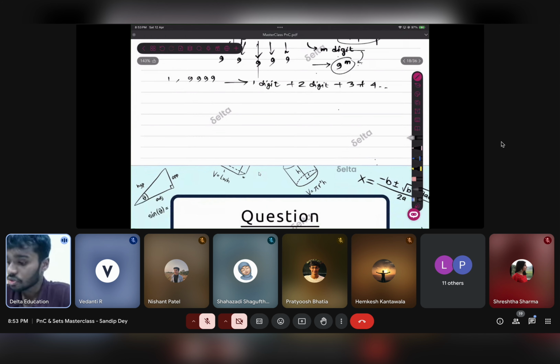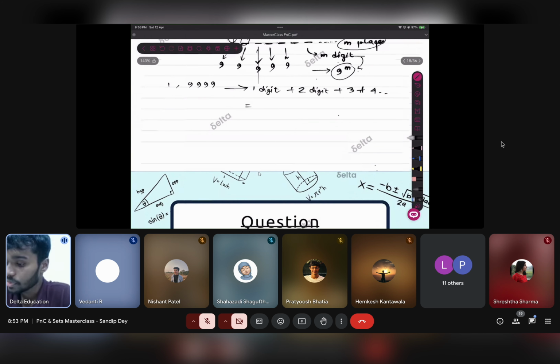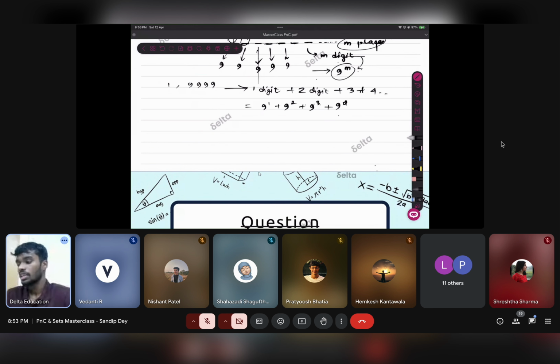So if I just want to calculate it, what I can do is simply 9 to the power 1, because here m is 1 digit number. For a 2 digit number, I will have 9 to the power 2. For a 3 digit number, I will have 9 to the power 3. And for a 4 digit number, I will have 9 to the power 4. If you just calculate it and add it, you will get your answer. Okay? Make sense?